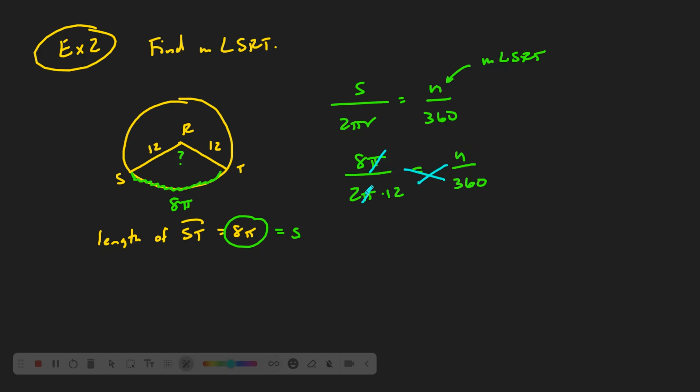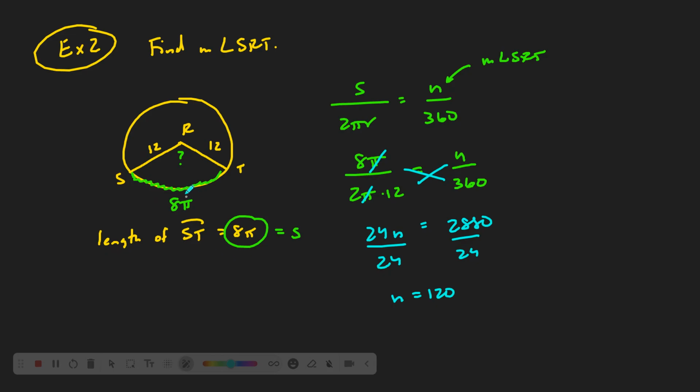Okay, so now what is N being multiplied with? Cross multiply. N's being multiplied with 2 times 12. 2 times 12 is 24N. Then we do 8 times 360 the other way. 8 times 360 gives us 2880. And then we divide both sides by 24. And 2880 divided by 24 gives us an N value of 120, and that is in degrees.